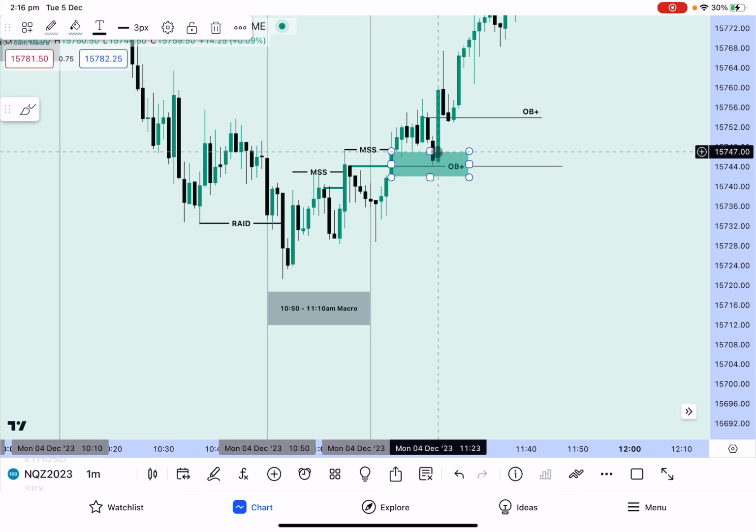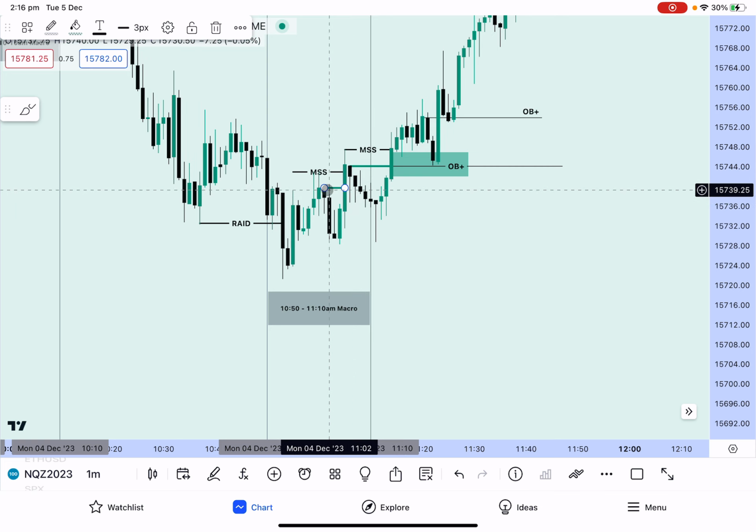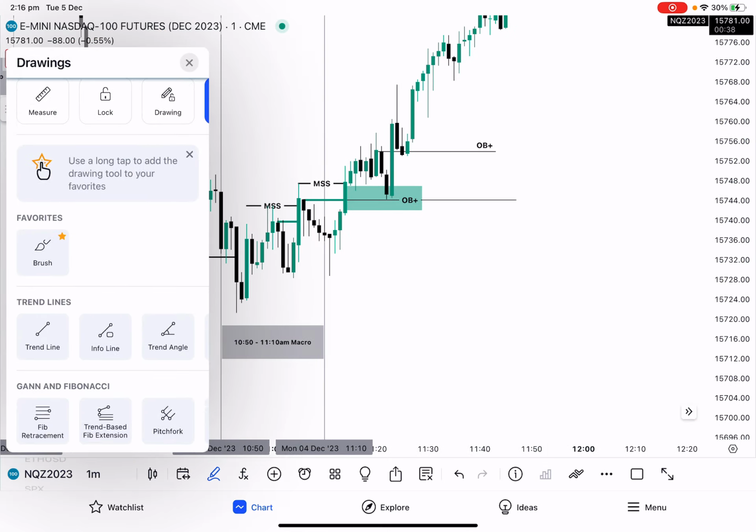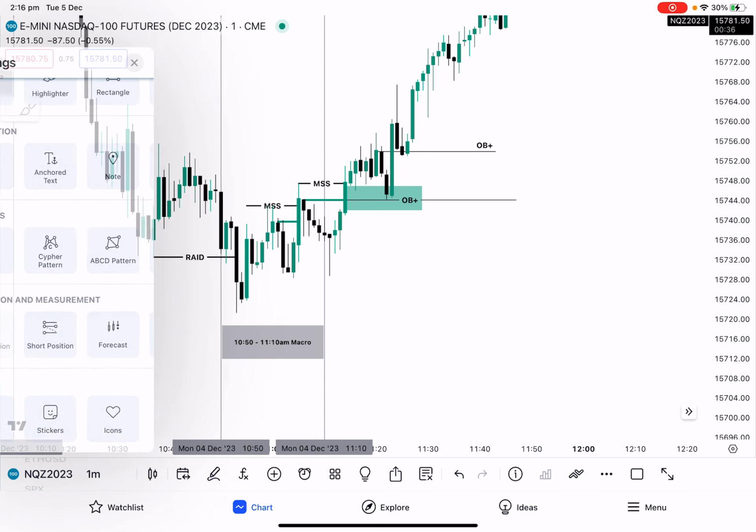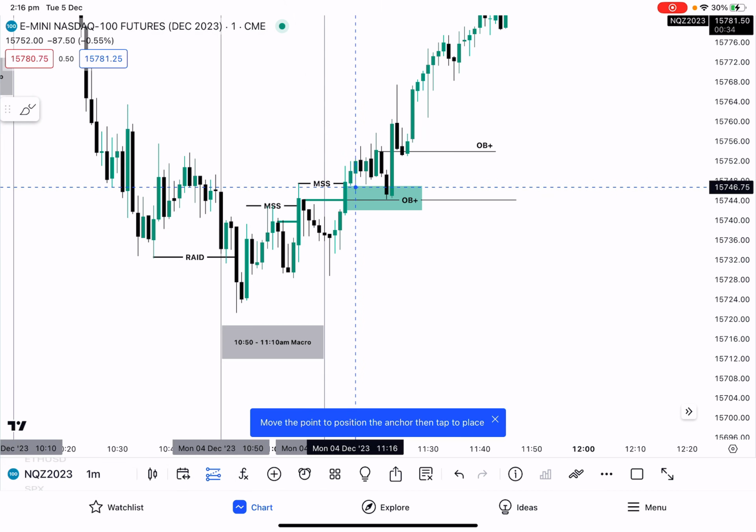Yes, the entry comes after silver bullet, but notice, right, the setup forms within the macro period. So this is how you can use the second macro period. So if you're going to enter this, we'll get rid of that. You could have entered straight away off this fair value gap here, right there.